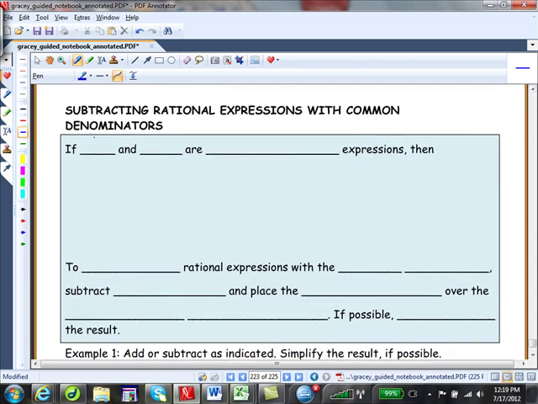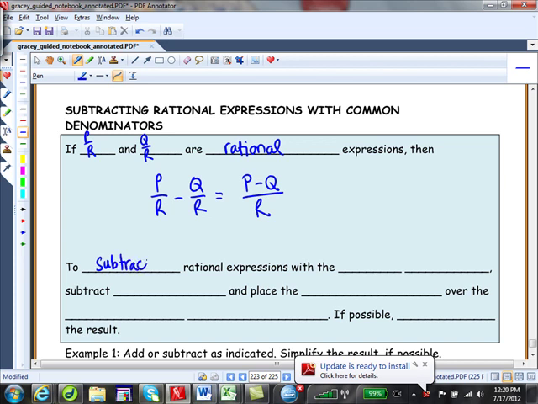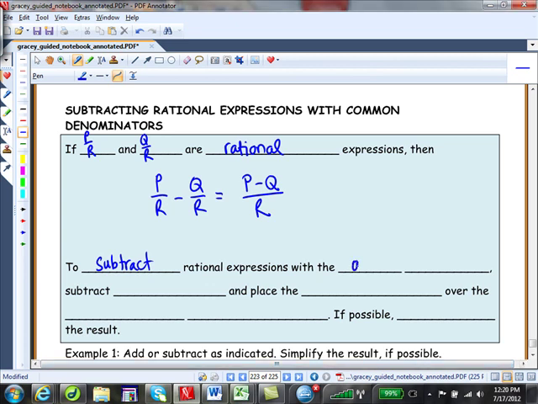Subtracting. So if we have, again, P over R and Q over R, and they're rational expressions, then P over R minus Q over R gives us P minus Q all over R. So to subtract rational expressions with the same denominator, subtract numerators, and place the difference over the common denominator, and then at the end simplify the result.